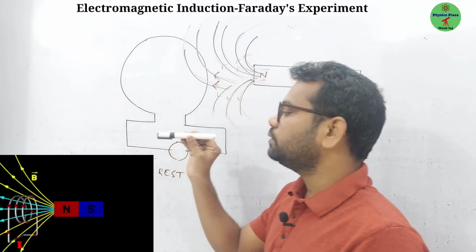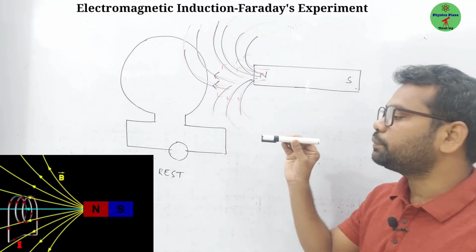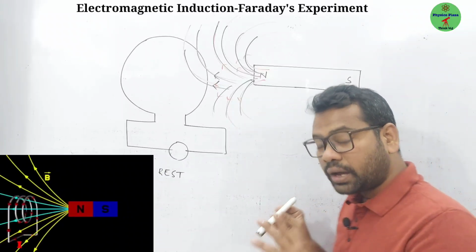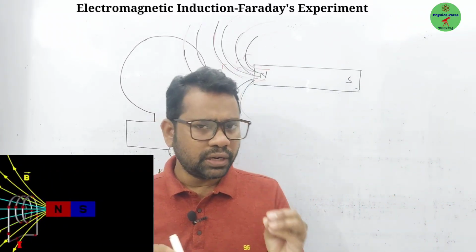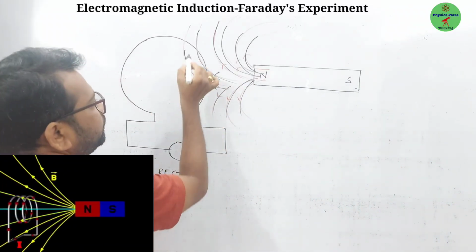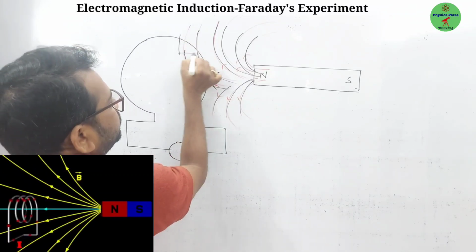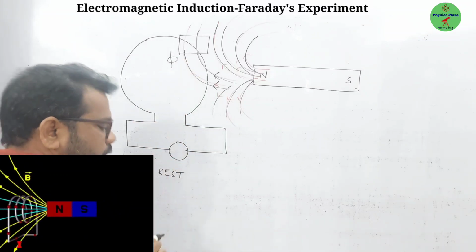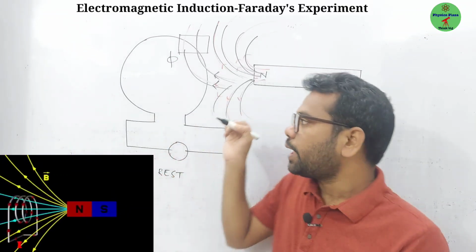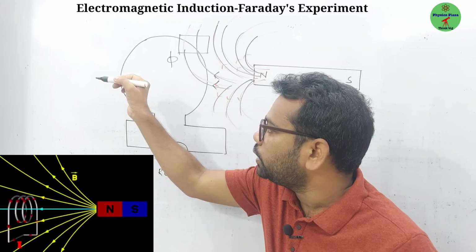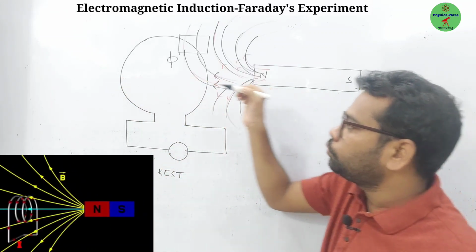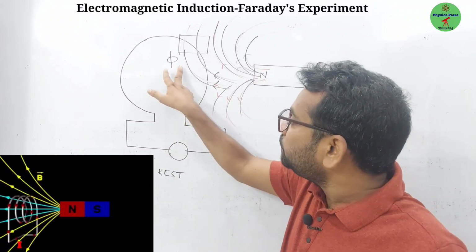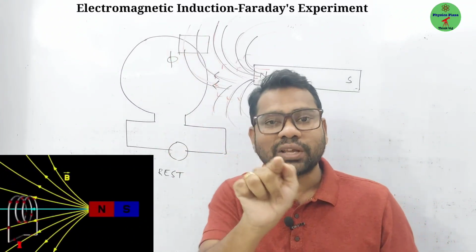Then if I am taking this magnet away from the coil, the number of field lines which are passing through the coil are decreasing. Children, we already learned, the number of field lines which are passing through a certain area is called magnetic flux. So during this process, as we are bringing the magnet towards the coil and taking it away from the coil, the magnetic flux linked with the coil is changing.